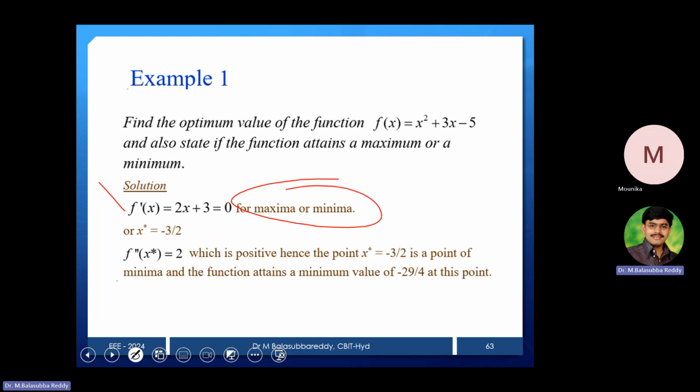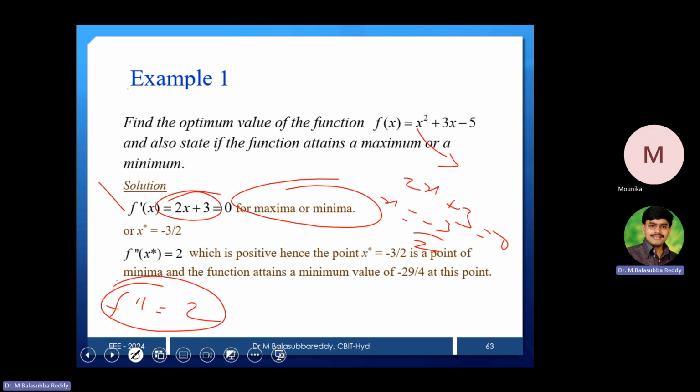And from that, what did you get? If we do the first differentiation, that is 2x plus 3, equal to 0. From this, x is equal to minus 3 by 2. That is the case of the first differential equation. And again, if you do the second differential equation, f double dash, that is equal to 2. We got it. Now, whether it is positive or negative.